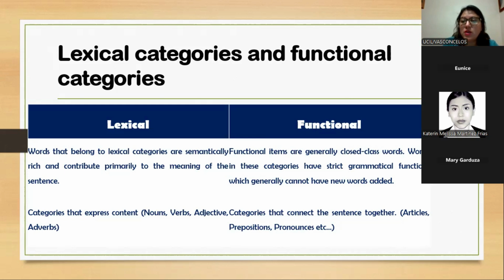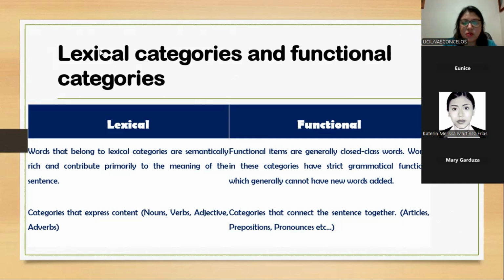And the functional category items are generally closed class words. These categories have strict grammatical functions and generally cannot have new words added. They are categories that connect the sentence together with articles, prepositions, and pronouns. Okay, so what are the categories here? I have, as I mentioned, noun, verb, adjective, adverb, or conjunctions, even prepositions, pronoun, or interjections.